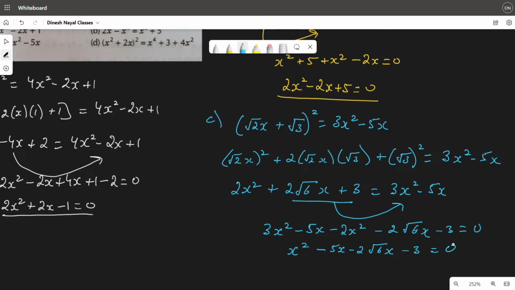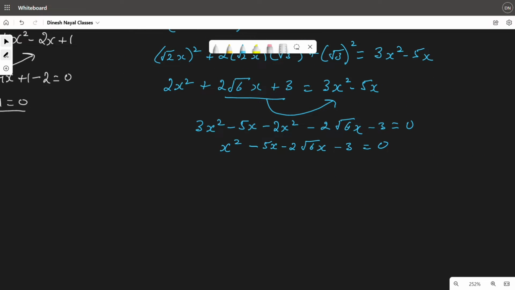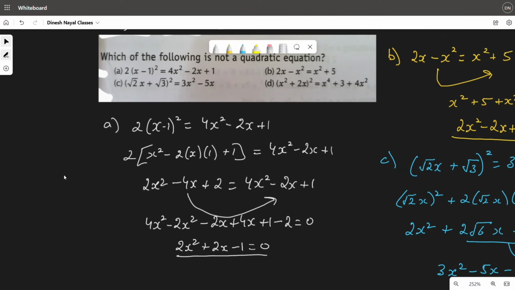Now what you can do is that in the middle part you can take minus and x common. So now this can be written as x square minus, then in bracket this will be 5 plus 2 root 6, x common, then minus 3 equals 0. Now see, again this is quadratic, as the coefficient of x square is 1. Coefficient of x is minus 5 plus 2 root 6, and minus 3 is a constant term. So this is also a quadratic equation. So this is also not our answer, because we have to find which is not a quadratic. Now coming to part D.